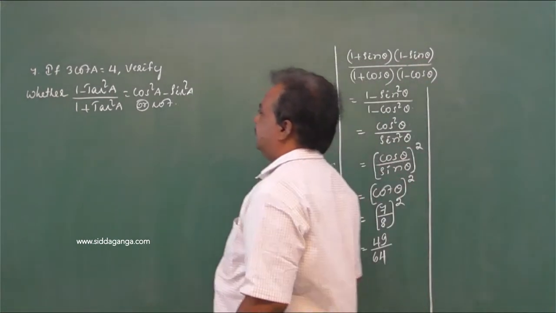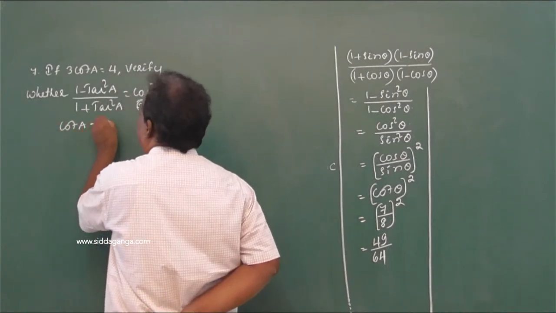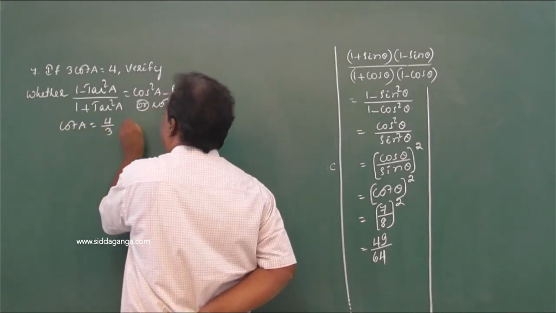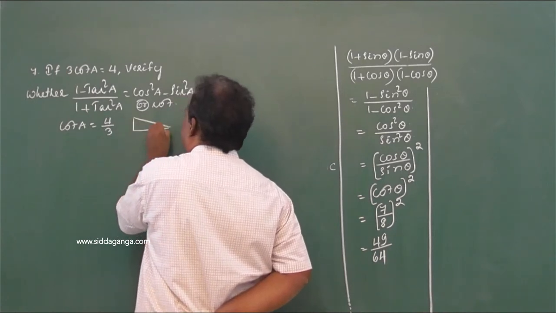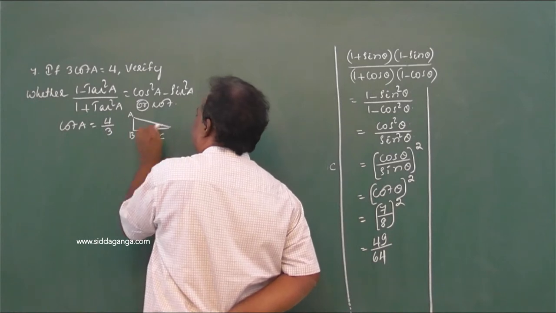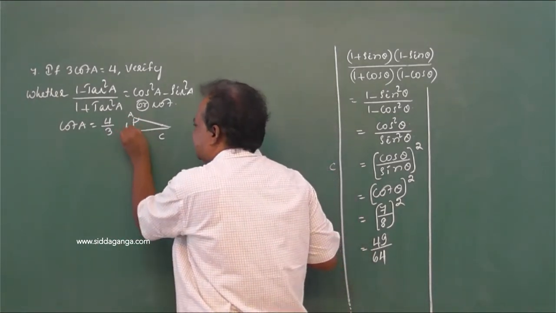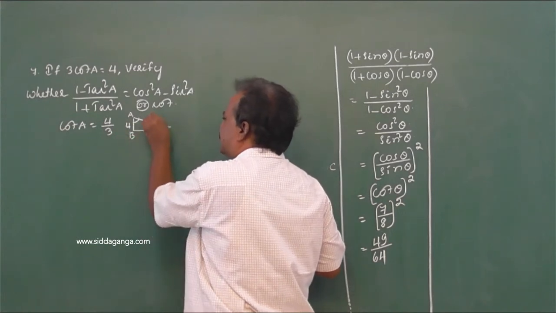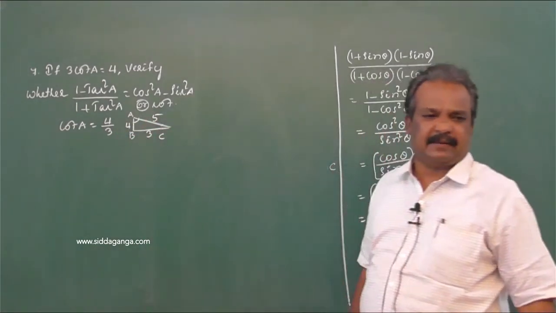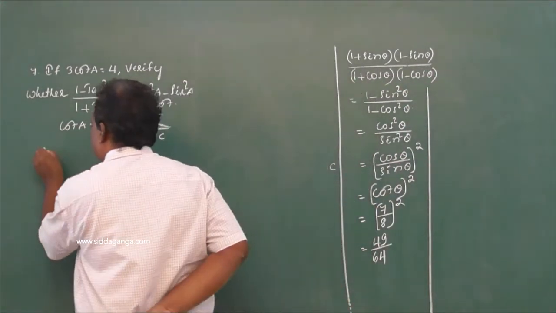So what is given? Cot A is equal to 4/3. Reference angle A, 4/3 is adjacent by opposite. So hypotenuse becomes 5. Now let us consider this one.